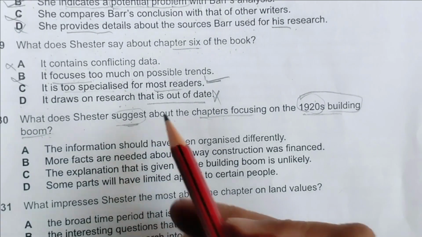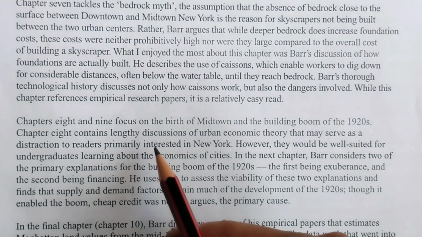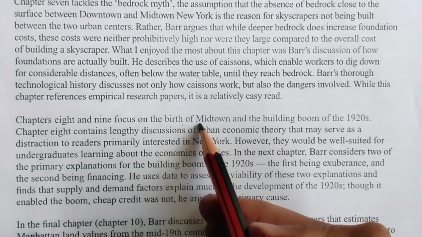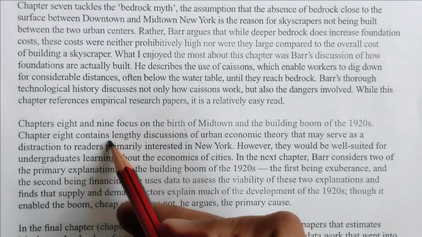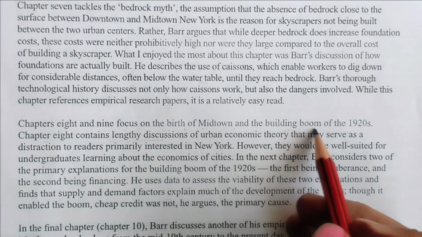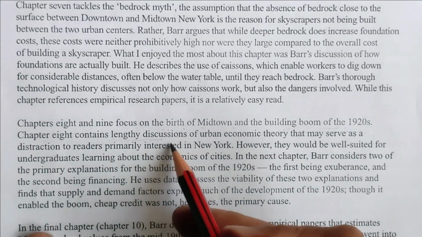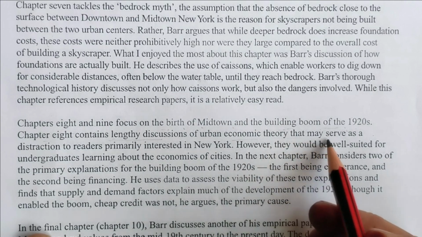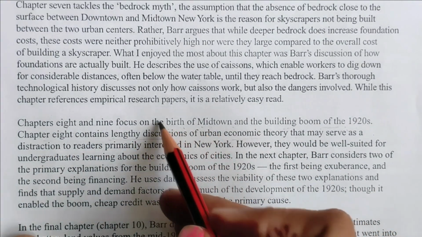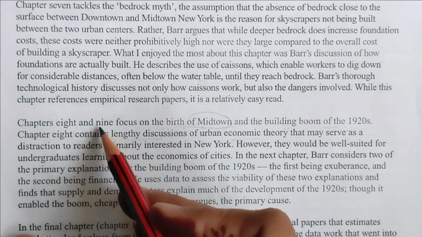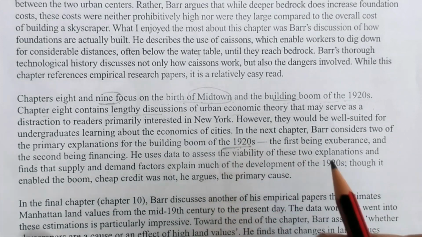Okay, now he is suggesting chapters to focus on. Chapter 9 focuses on the birth of Midtown and the building boom of the 1920s. Chapter 8 contains lengthy discussions of urban economic theory that may serve as a distraction. So chapters 8 and 9 focus first on Midtown and second on the building boom.